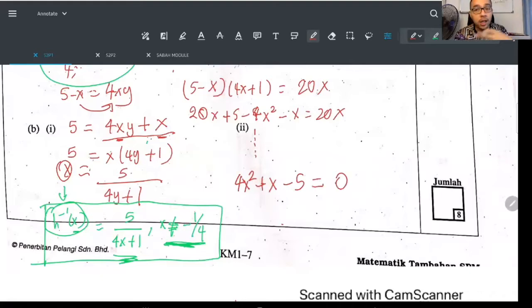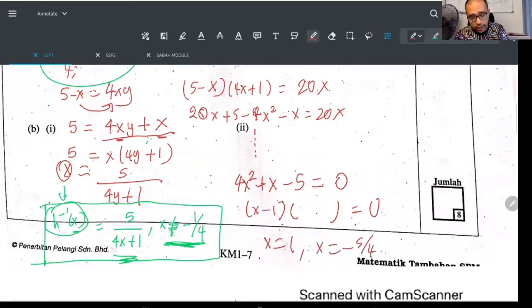Sorry, I'm taking a lot of shortcuts because I want to make sure that I finish the other two questions. Otherwise, the people in 5ST will start killing me. So you factorize this, or you can use EQN if you want. If you use EQN, you will get x equals 1 and x equals negative 5 over 4. Make sure that you translate this into 4x plus 5. Make sure that this is shown.